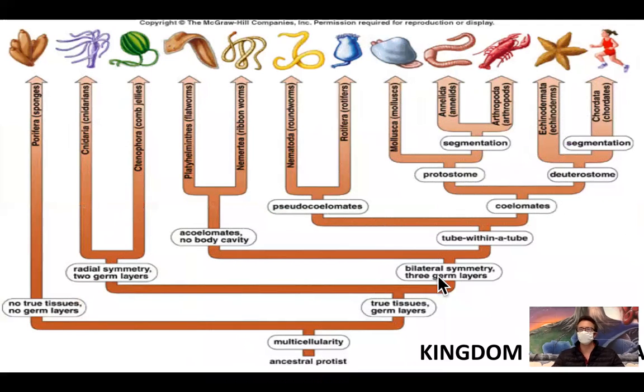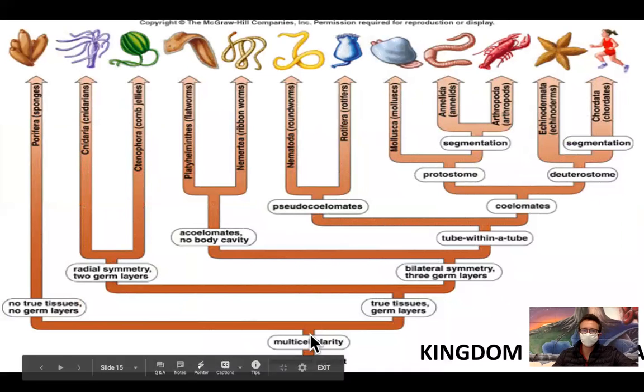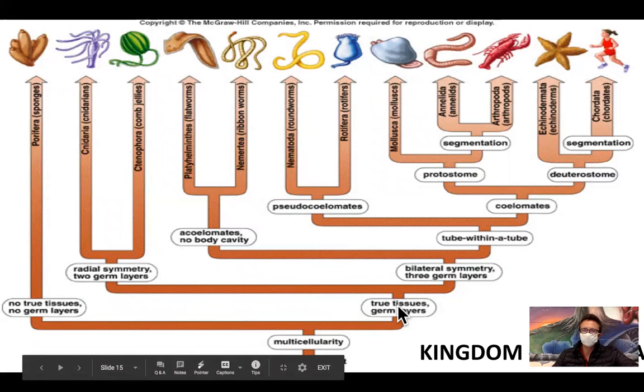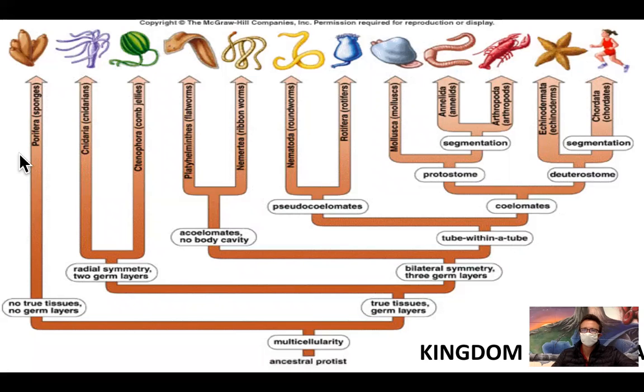And then here's the animal kingdom. And you're thinking, oh my God, do I have to memorize all that? No, but you would need to be able to kind of read this. This is called a cladogram. So how this works is, see this word multicellularity? Everything from this point up is multicellular. So all of these are multicellular. From here, true tissues. Everything following this line has true tissues. This does not. So right here, tube within a tube, right?